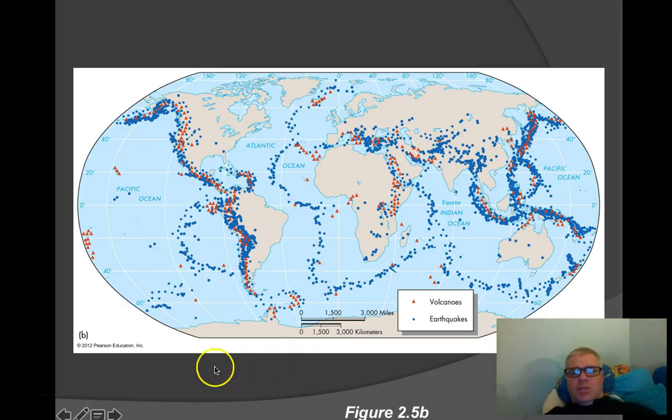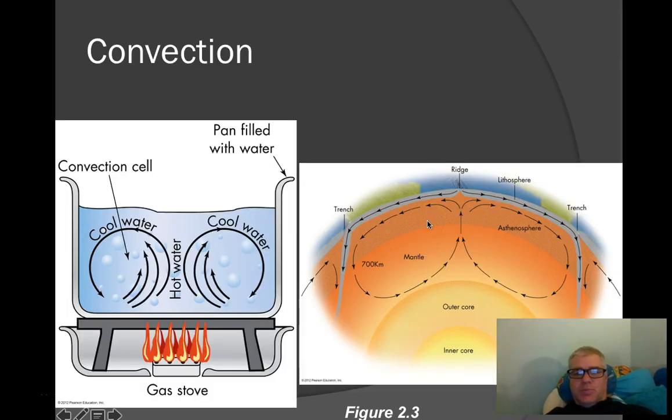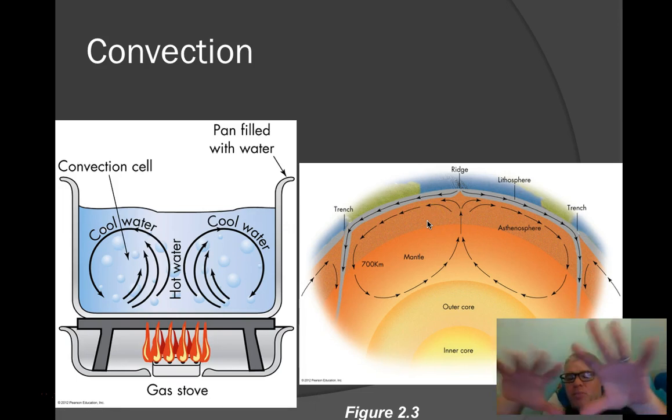So, for instance, if we take a map of recent earthquakes and volcanic eruptions, we see a definite pattern, right? There are some places that have very few earthquakes, like where we are here. They occur, but not very much. Whereas if you go around the Pacific Rim, you have a ton of them. If you go to the mid-Atlantic ridge here, you have a ton of them. And volcanoes also tend to happen in certain areas, and those also tend to be where these plate boundaries occur.